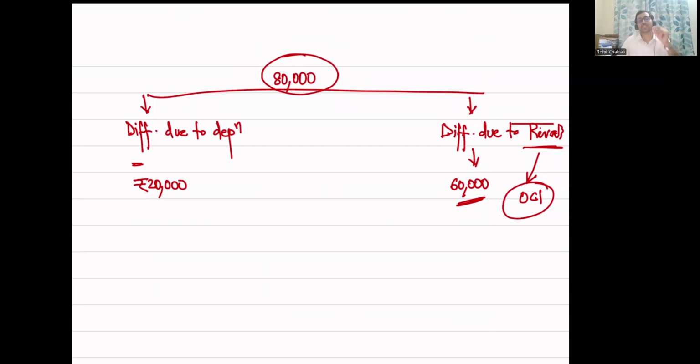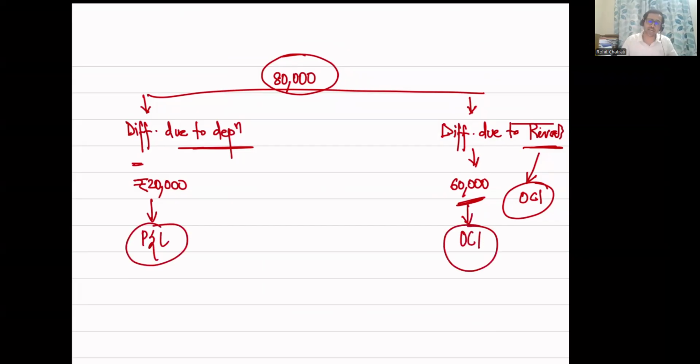Revaluation is an item which is recognized in other comprehensive income. Therefore, any tax effect on such items should also be recognized in OCI, and the remaining impact which is arising as a result of difference in depreciation will be recognized in P&L itself. So tax impact on revaluation should be recognized in OCI, and the remaining tax impact that has arisen due to difference in depreciation should be recognized in P&L.